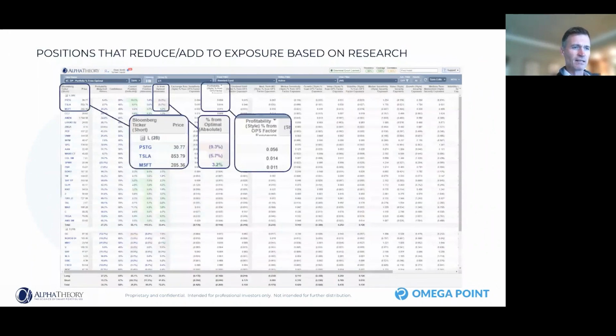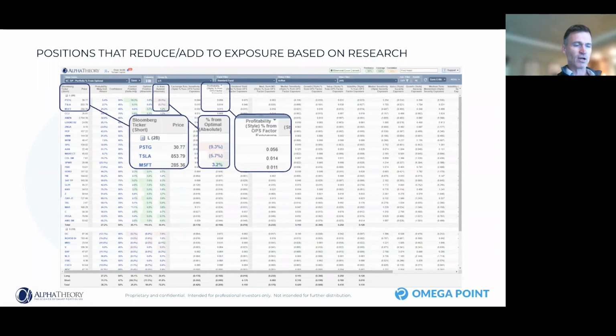If we flip to the next slide, the way that I would do that is I would want to find the securities in my portfolio where my research, the optimal position size, was suggesting that I make a trade, and it also increased our profitability exposure.